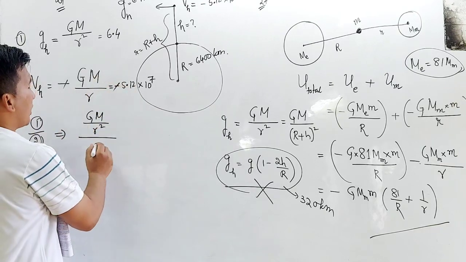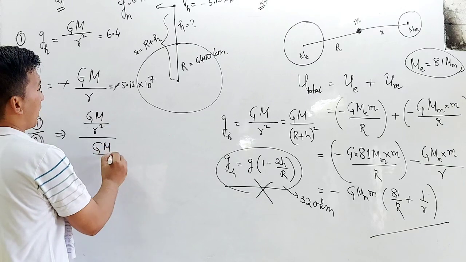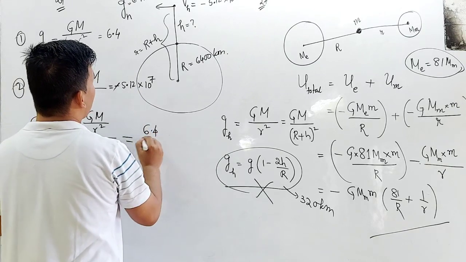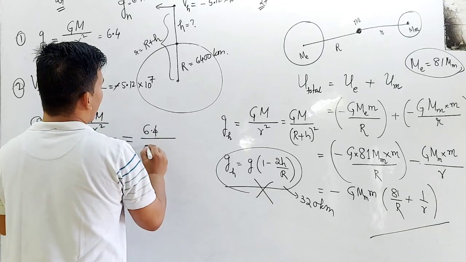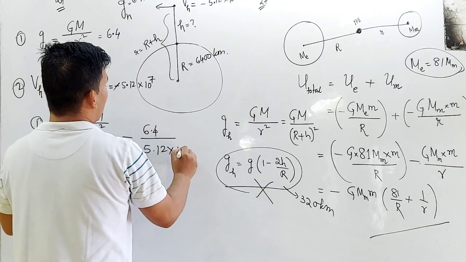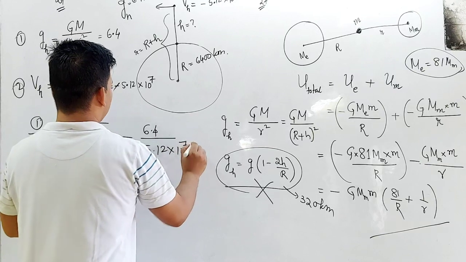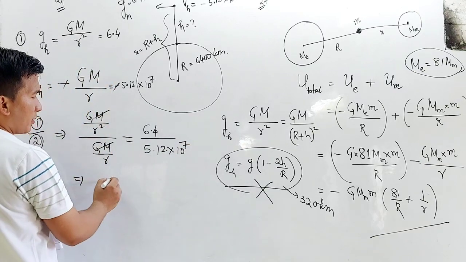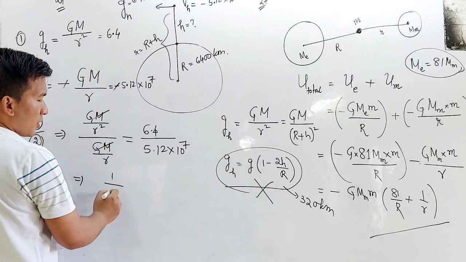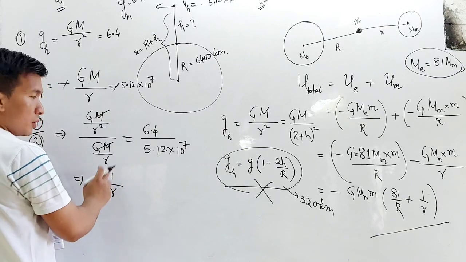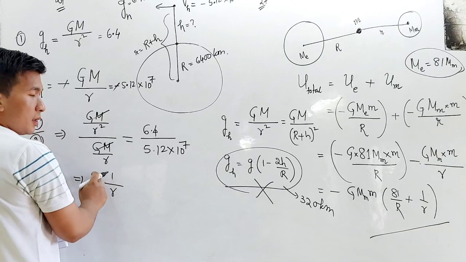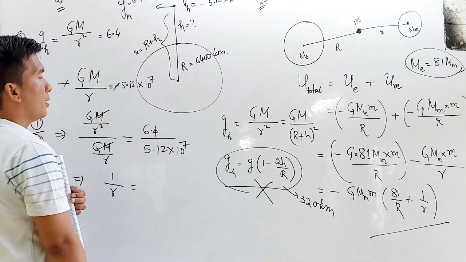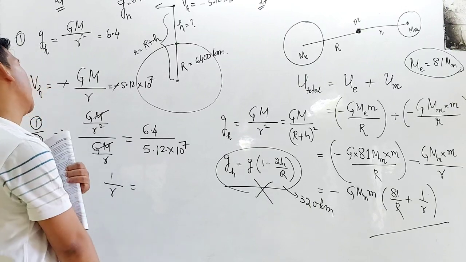Now this is capital G M divided by small r, and this will be equal to 6.4 divided by 5.12 into 10 to power 7. This GM gets cancelled, so this is 1 by small r, which is equal to my value.